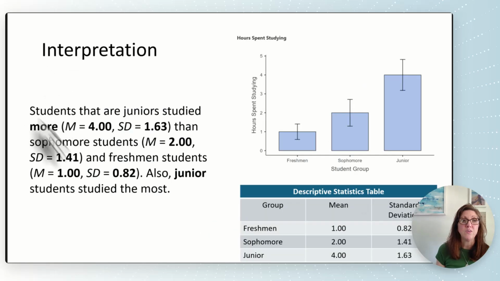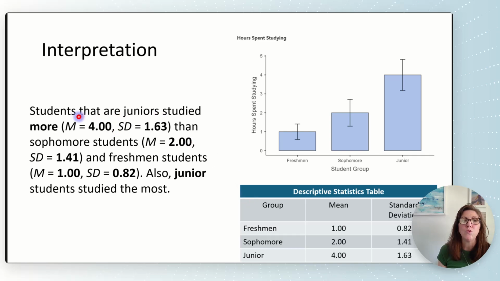So an interpretation in sort of an APA style would be something like this. We could say that students that are juniors studied more. Why are we saying this? So if we started out by saying that juniors studied more, what we're looking at is the mean comparison. So if we go down here, juniors have a higher mean than sophomores and a higher mean than freshmen. So they're the highest. They spent the most amount studying.